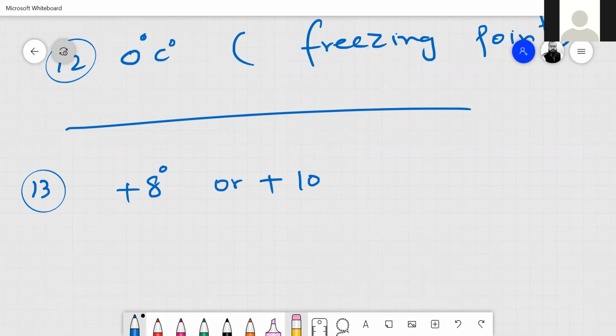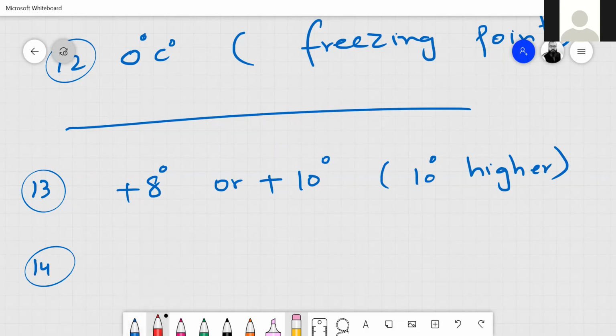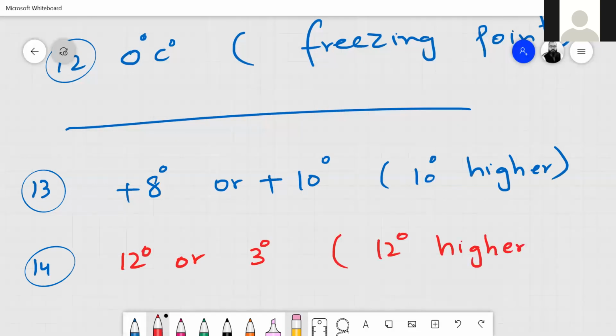Plus 10 degrees. Which is the higher temperature here? 10 degrees is higher. Number 14: 12 or 3? 12.